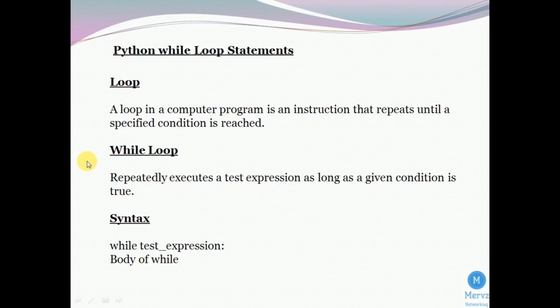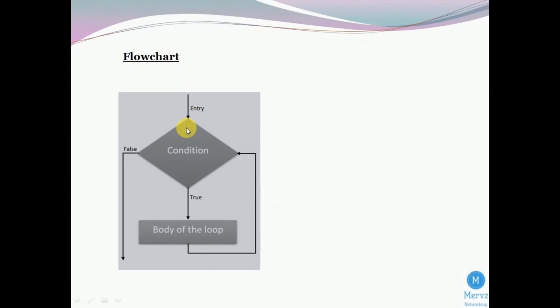You will get a clear picture of the while loop statement after seeing the flowchart. If the while condition is true, the body of while will execute and the loop will continue until the while condition is false. When the condition becomes false, the program control passes to the line immediately following the loop.